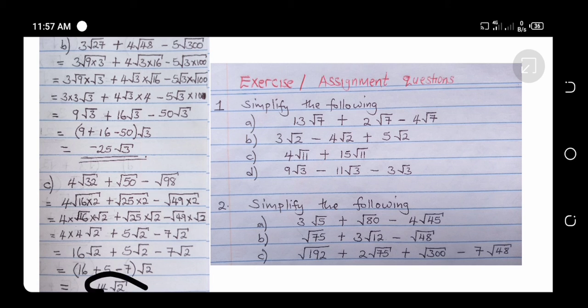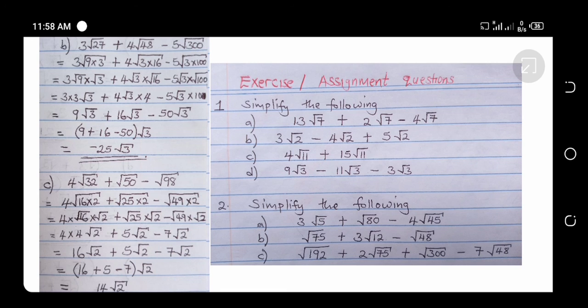That is how we can simplify these numbers here. And possibly after understanding how we can deal with addition and subtraction of surds, I expect you to also try out these numbers here, and see whether you are understanding or not, so that we can move forward together.